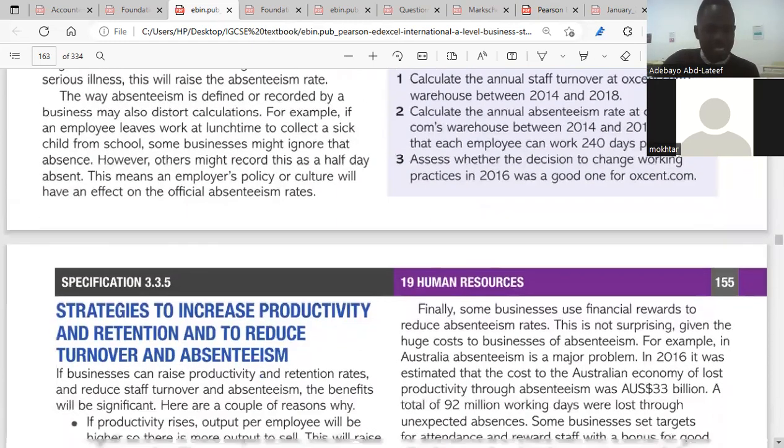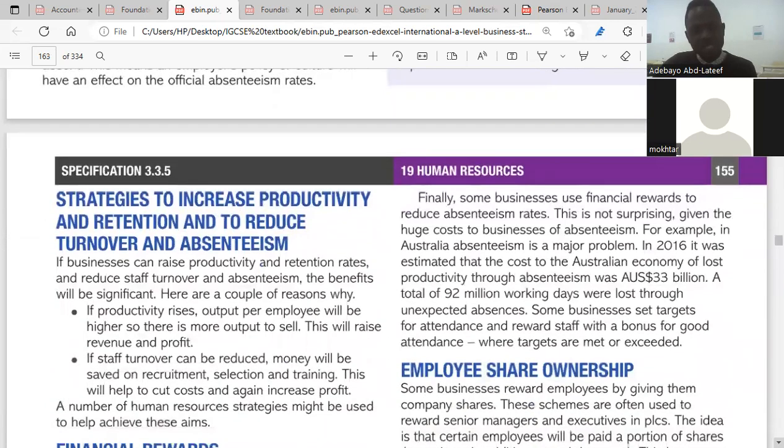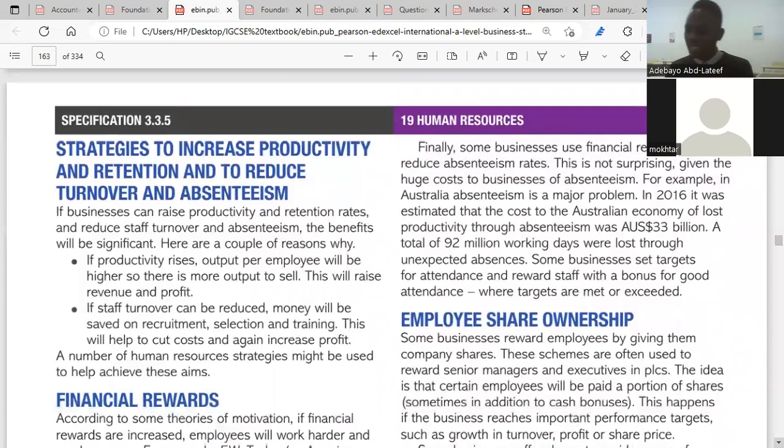Then we go to strategies to increase productivity and retention and to reduce turnover and absenteeism. One thing that is sure is this: a high absenteeism rate and high labor turnover are a problem to the organization. Low labor turnover, which is the same as a high labor retention rate, and high productivity are an addition. It's a positive thing to the organization.